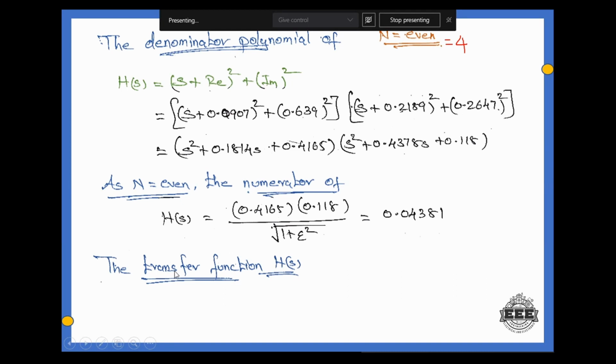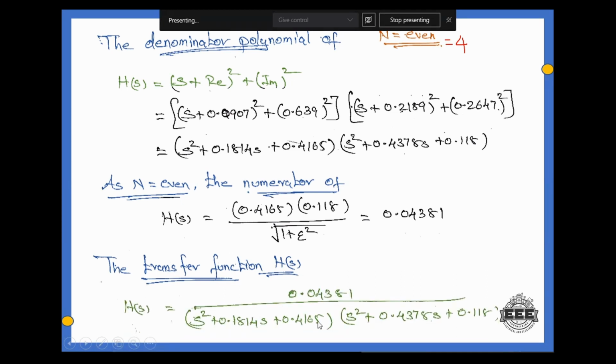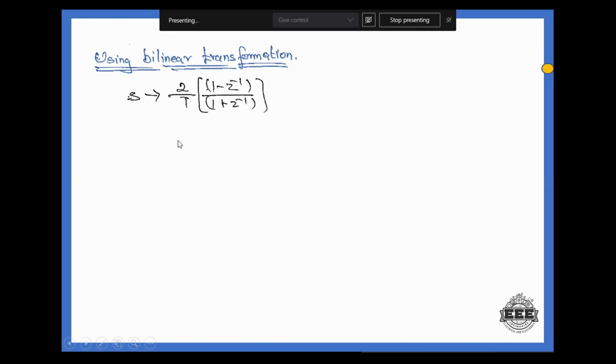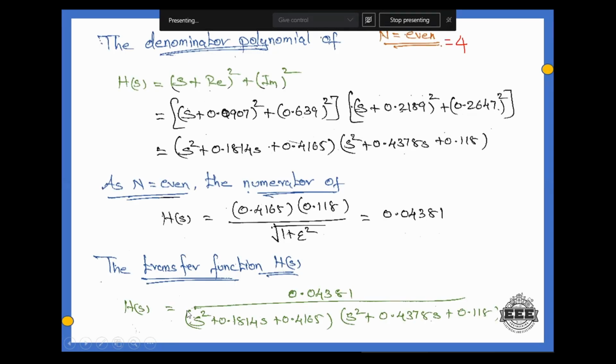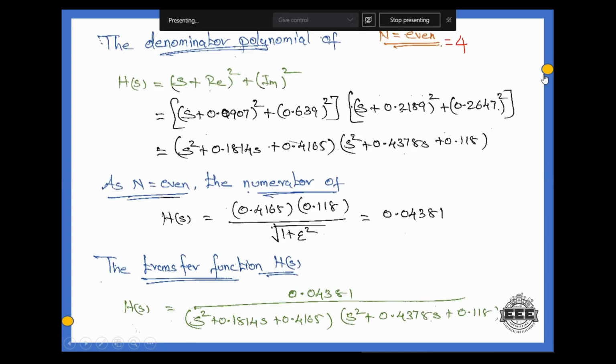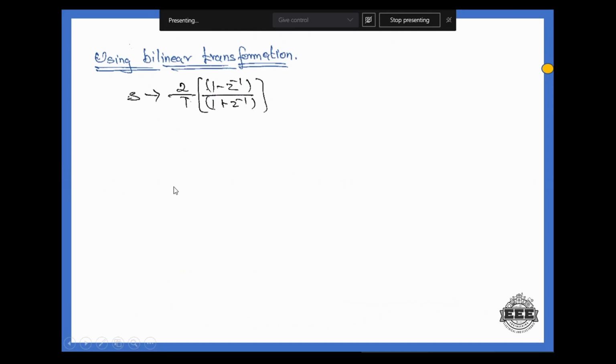Therefore, the final step of your transfer function is h of s equal to numerator value divided by denominator value. Then in this step, we are going to use the bilinear transformation. We know the procedure for a bilinear transformation. We replace s in terms of 2 by T times 1 minus z inverse divided by 1 plus z inverse in your transfer function. So s is going to be replaced by your bilinear transformation formula, 2 by T times 1 minus z inverse square divided by 1 plus z inverse square. In this transfer function expression, we replace the s.